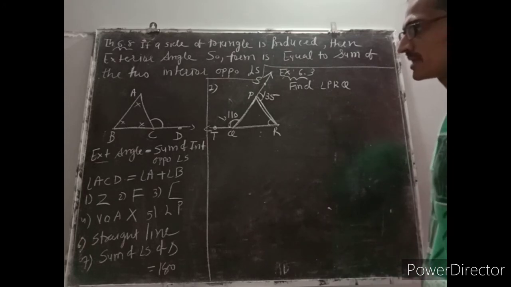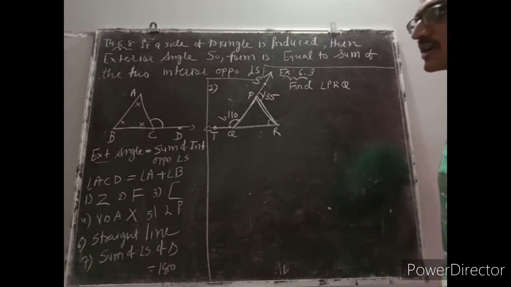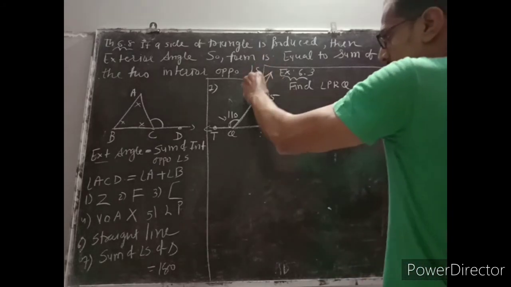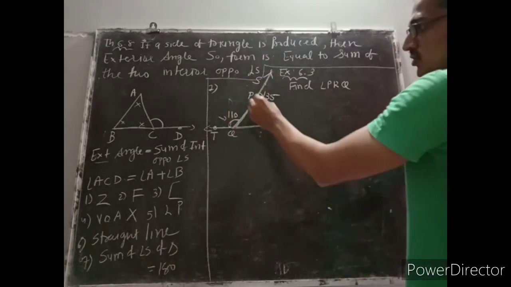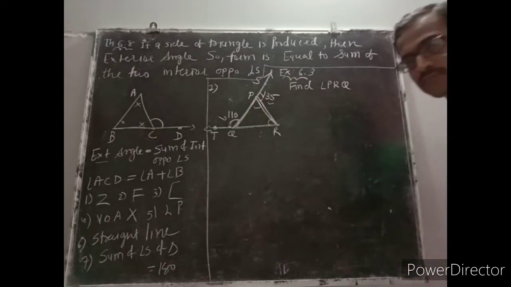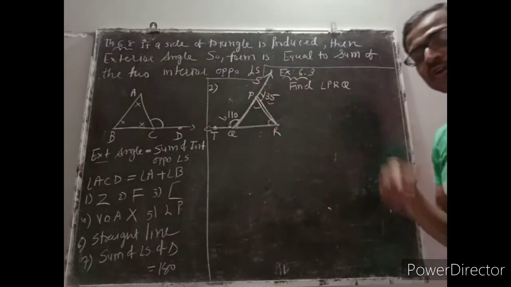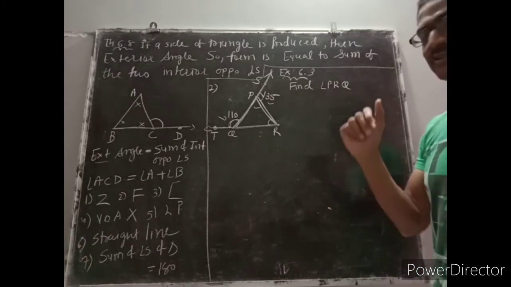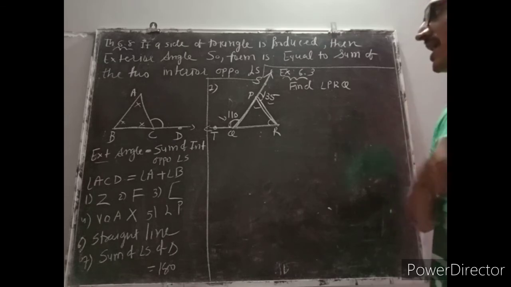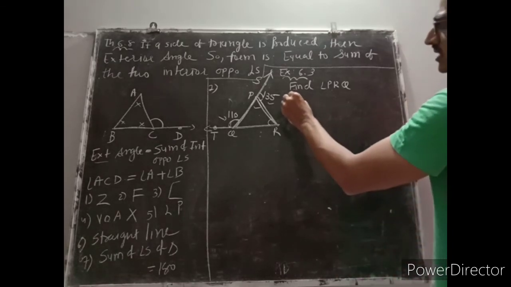If you don't want to apply that property, one more logic is there. If you are not comfortable with the exterior opposite angle, see, if I consider this straight line, on this straight line these two angles are formed, on this straight line these two angles are formed. So the sum of these two angles will be 180 degree and this will be the linear pair. So let us apply that logic only, you will be more comfortable with that.